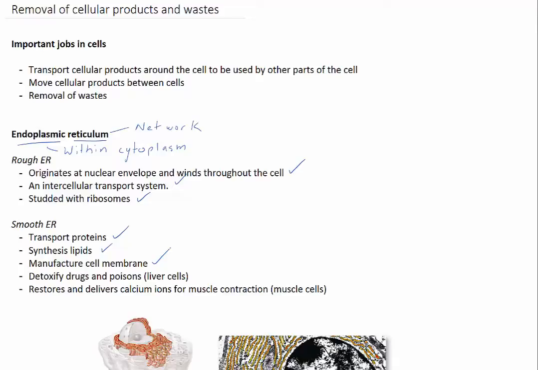Now in liver cells, the smooth endoplasmic reticulum houses enzymes that detoxify drugs and poisons. And in muscle cells, a specialized type of smooth ER restores and delivers the calcium ions required for muscle contraction. So this is a pretty important organelle, the smooth and rough ER.